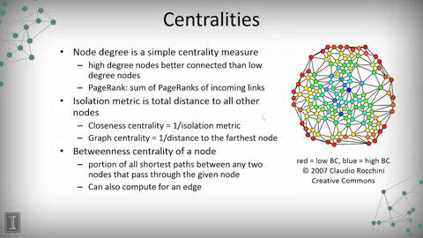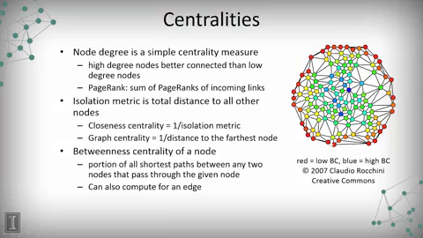And so you can think of closeness centrality as basically the inverse of that isolation metric, so that nodes with high closeness centrality would have low isolation metric. You can also think of graph centrality, which is like the isolation metric, except I'm not taking the distance to all the nodes and adding them up.